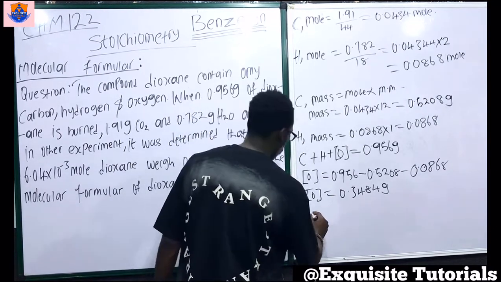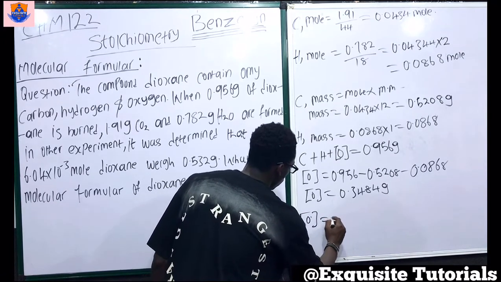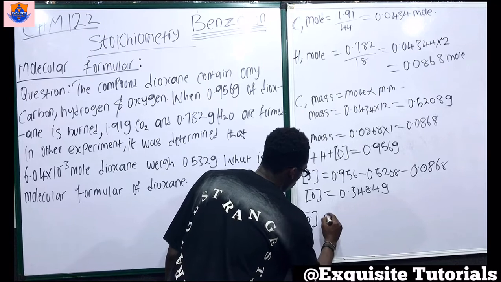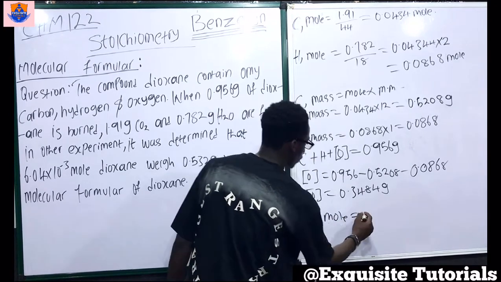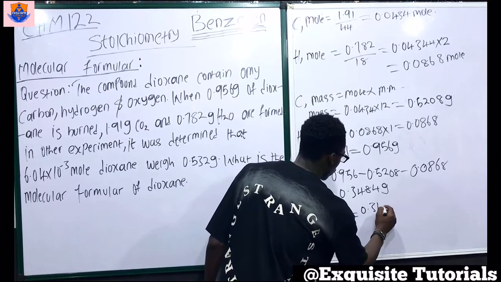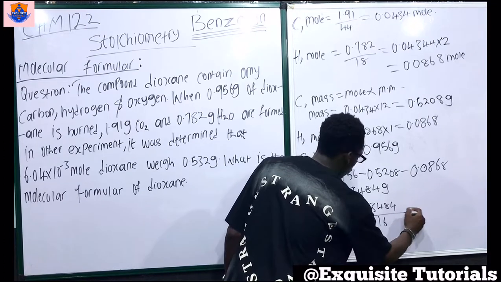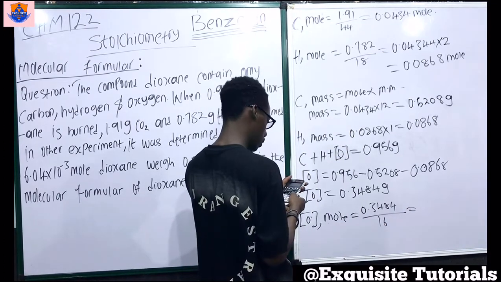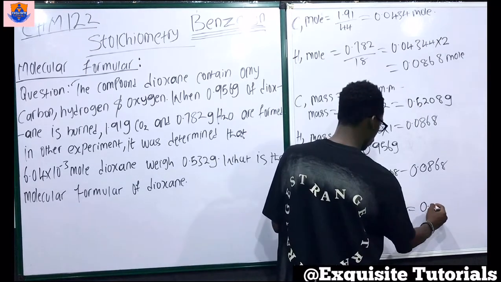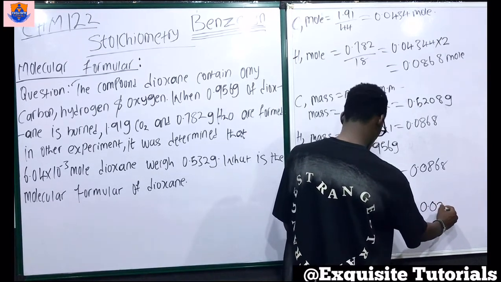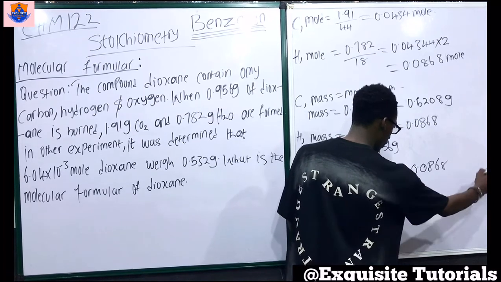All right, so remember, moles for oxygen is equal to mass, 0.3484, over the molar mass of oxygen, 16, which should be approximately 0.021775.